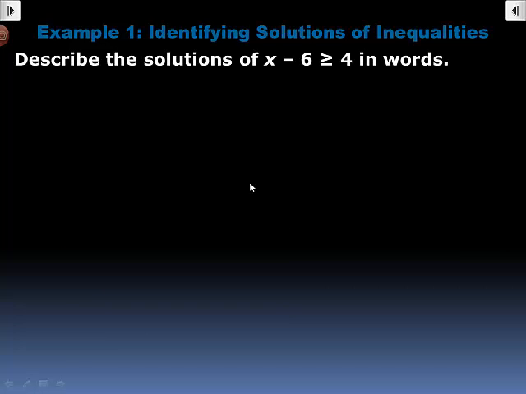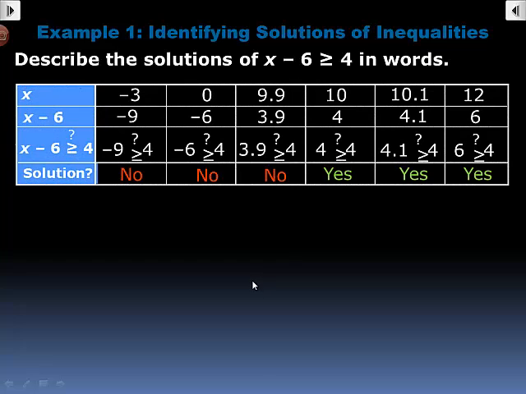Example 1. Write this in your notebook. Describe the solution in words. Well, we give you an example here, and you can see with the chart, we're going to put a variety of numbers in for x, and we're going to see at what point this statement is a solution. When negative 3 is in, it is not a solution. Same with 0 and 9 9/10. But at 10, 10 minus 6 is 4, and 4 is greater than or equal to 4.